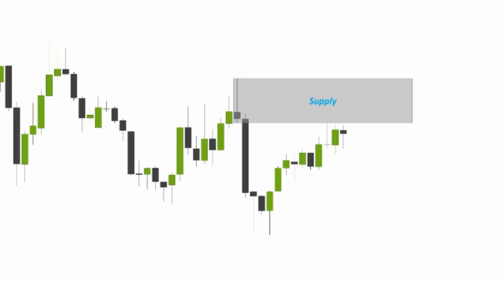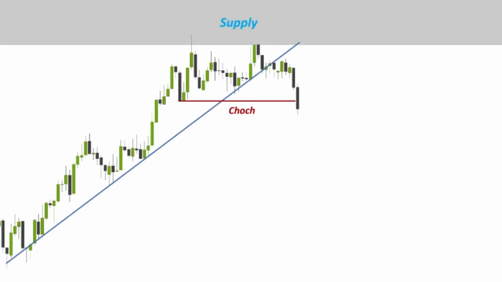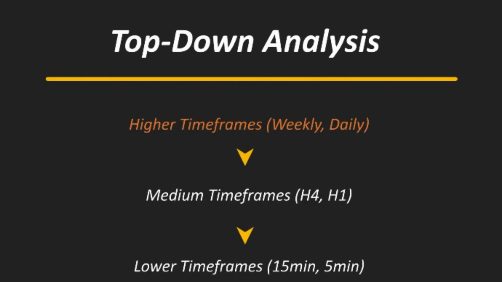In another example, price pulls back into a supply zone, but we're unsure if it will reject. Here, checking a lower time frame can add confirmation. A break of a trend line or a change of character gives a strong reversal signal. After that, we can identify fresh supply zones on the lower time frame and enter with better accuracy. All these examples show how combining multiple time frames helps you get clearer analysis and more precise entries.